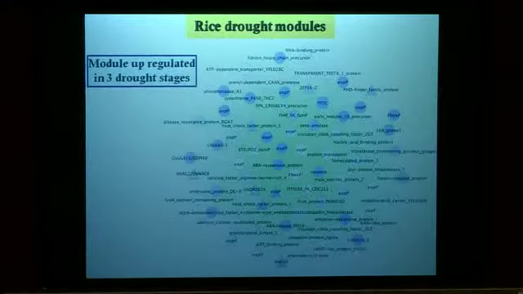Triangles are transcription factors, or regulator genes, which are driving the network. Blue shows they are all expressed or overexpressed, or induced under drought, and they're induced in three drought stages. So this particular cluster has a large number of drought-induced genes, which are both transcription factors and other regulators, including, for example, kinases, phosphatases, and other regulators.